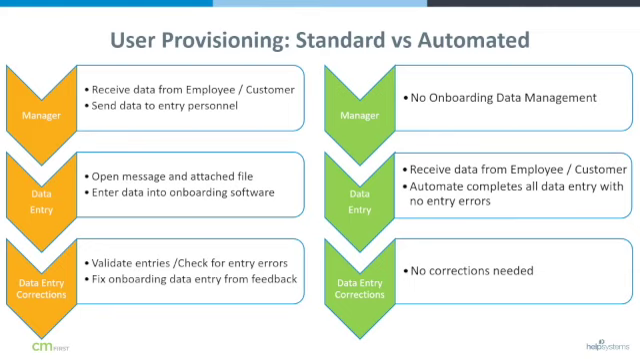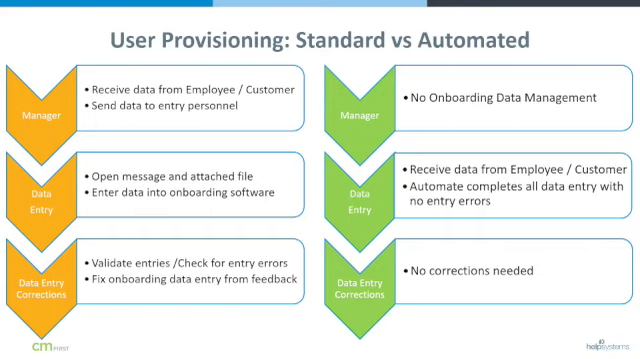So just a comparison here of a manual approach where the human is doing all the work. So receiving data from the employee or customer, sending that out to the appropriate person to be entered. That person has to open that up and figure out what they've got, maybe identify the attached file, get that data entered into the system accurately, hopefully, and then somebody's going to validate that, check for errors, and of course, if there are errors, then you got to go back and correct those errors.